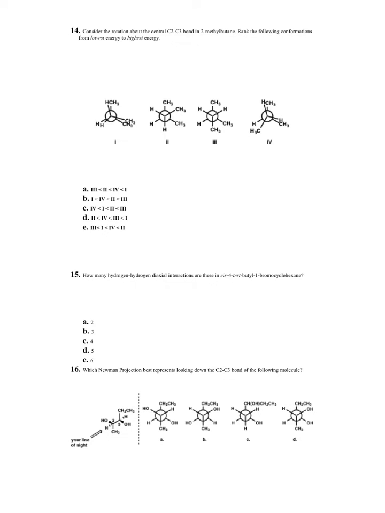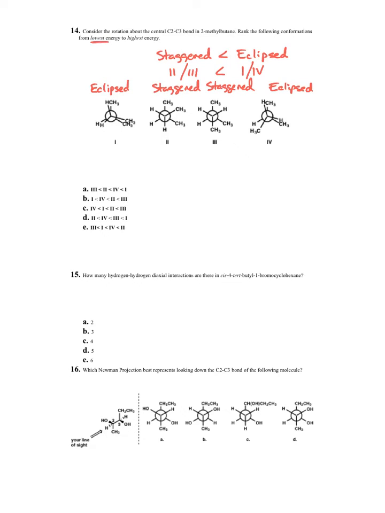So 14 says, consider the rotation about the central C2-C3 bond in 2-methylbutane. Rank the following conformations from lowest energy to highest energy. So obviously, if you look at these, the first thing I would do is just write what conformation they are. So this is eclipsed. This is staggered. This is staggered. And this is eclipsed. So what you can say immediately is that staggered conformations are lower in energy than eclipsed. So 2 and 3 must be less than 1 and 4.